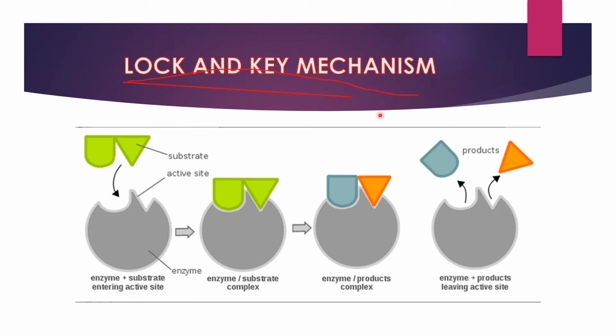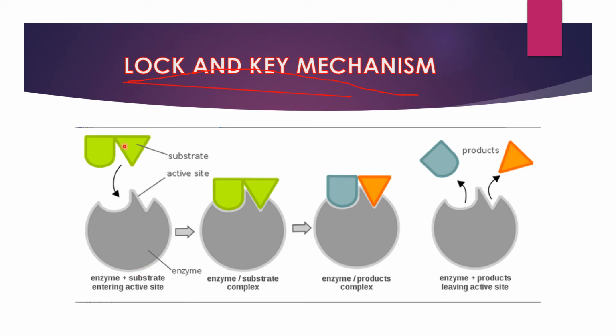Right, so we are going to learn about the first model, which is the lock and key mechanism or lock and key model or lock and key hypothesis. This is a very popular model. So it consists of 4 steps, but first we have to know which one is lock, which one is the key. So the substrate is the key while the enzyme is the lock.